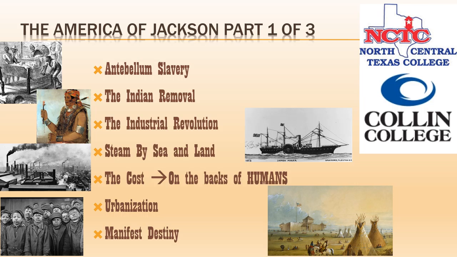I'll have a few things to say about the Missouri Compromise. And so from that, I'll go on and talk about the Industrial Revolution. It'll be by steam, which is by sea and by land. I'll have a lot to say about what the cost of that was. It was on human beings. We'll talk very briefly about the growth of cities.